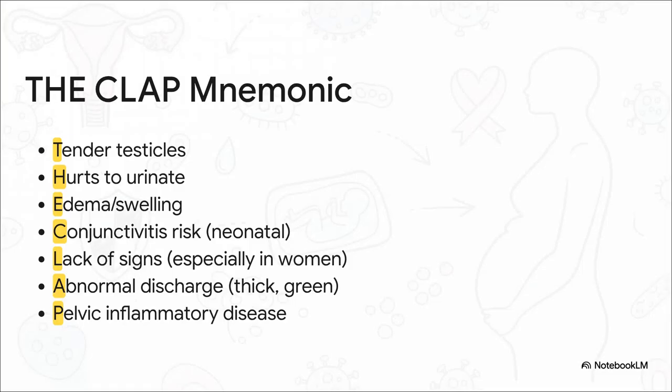Now, often occurring right alongside chlamydia is gonorrhea. This brings us to the CLAP mnemonic. That covers tender testicles, hurting to urinate, edema, conjunctivitis risk, lack of signs in women, abnormal discharge, and pelvic inflammatory disease if it's ignored.